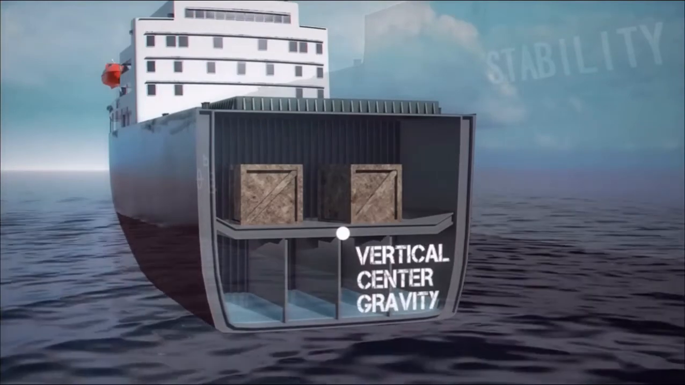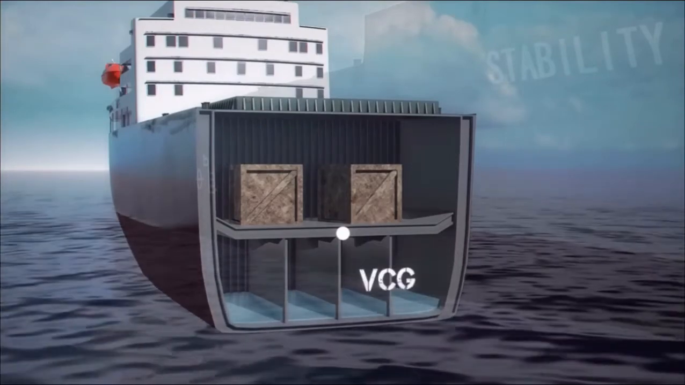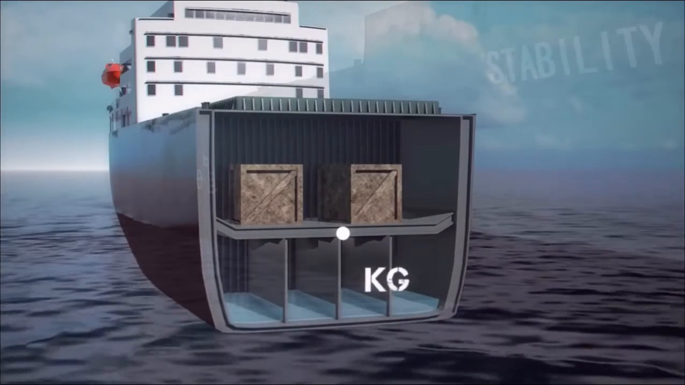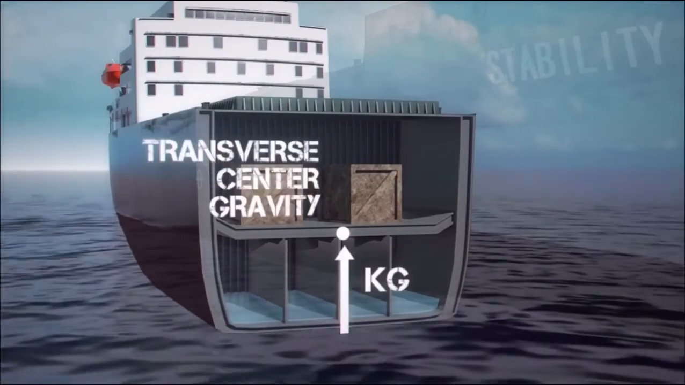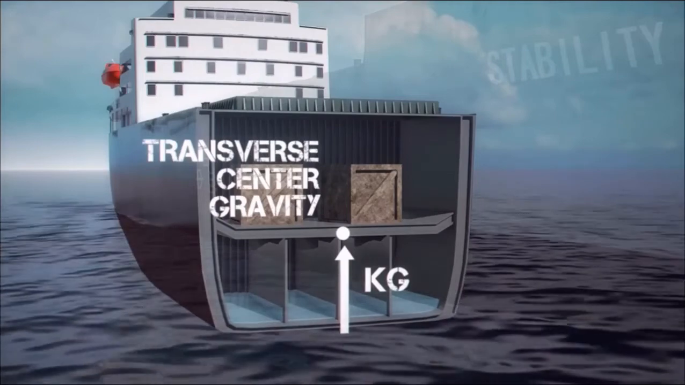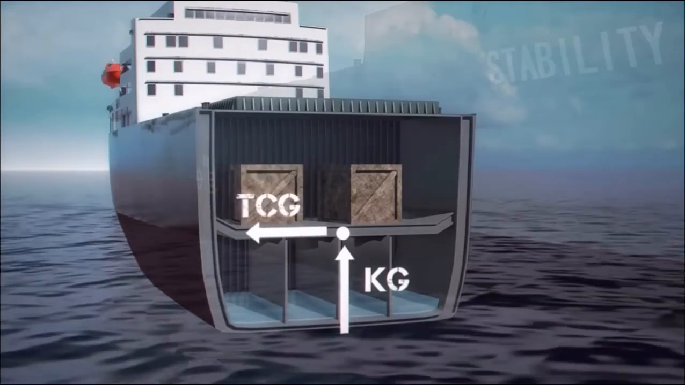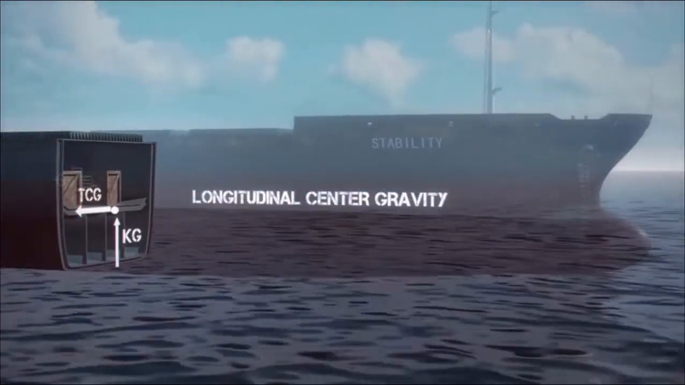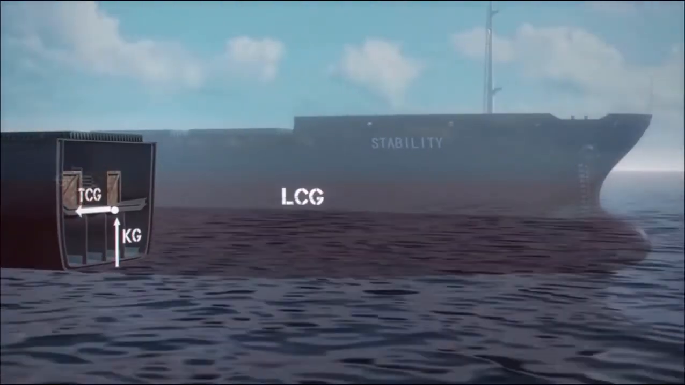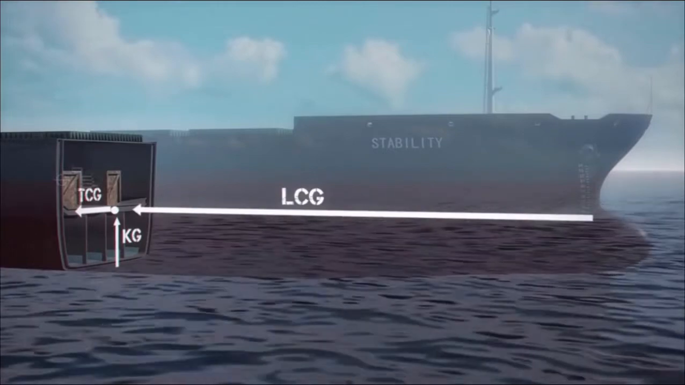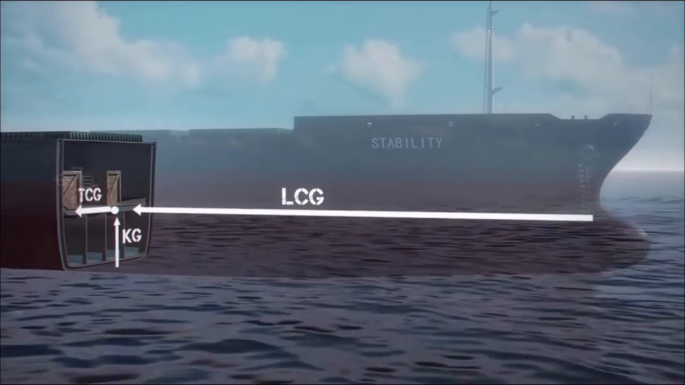The vertical center of gravity, or VCG or KG, is measured upward from the keel. The transverse center of gravity, TCG, is measured from the center line. The longitudinal center of gravity, LCG, is usually measured from the forward perpendicular or from midships.